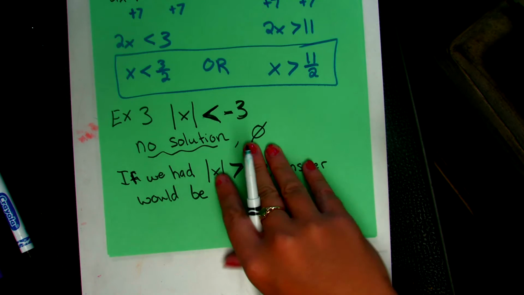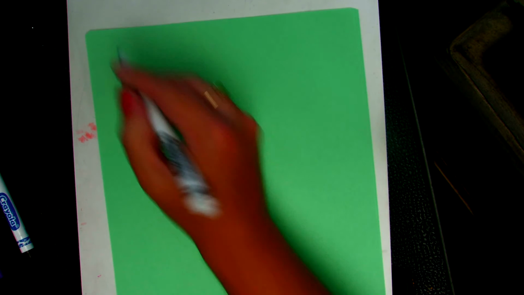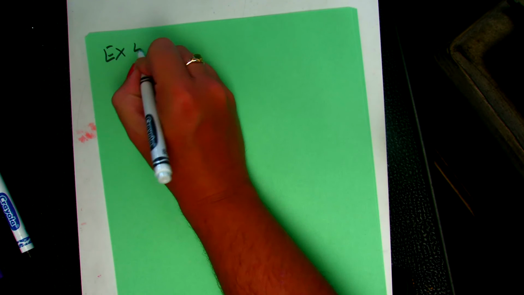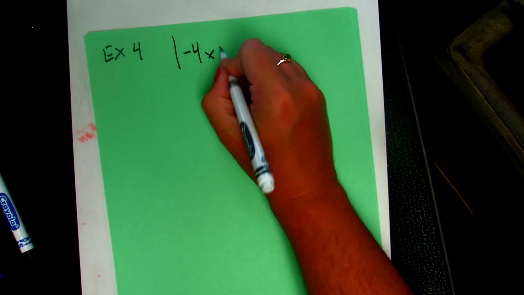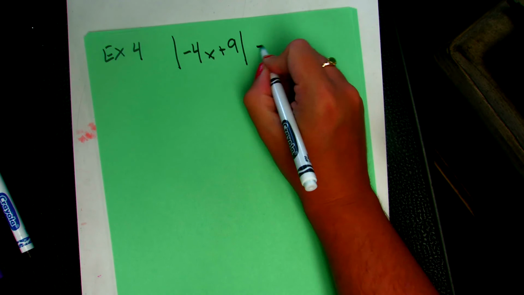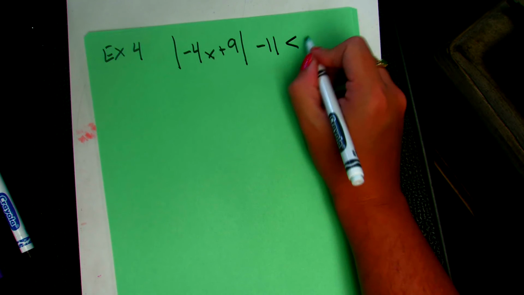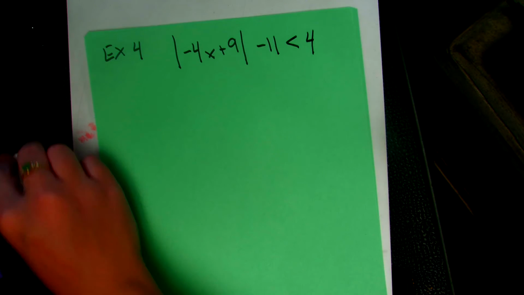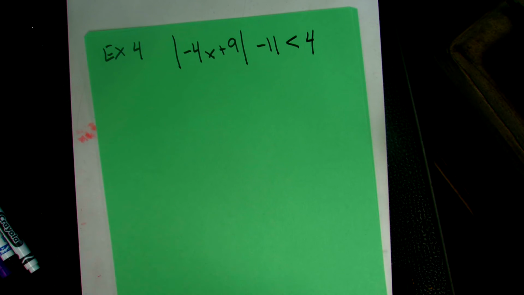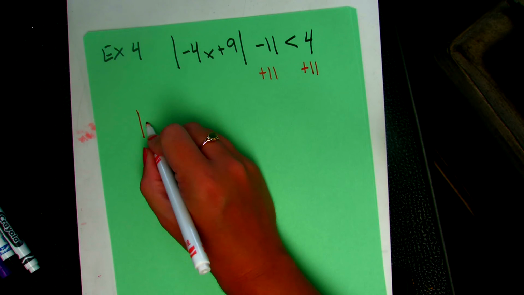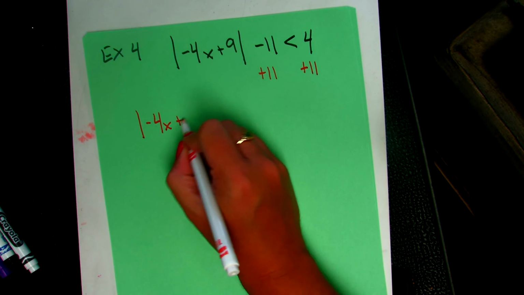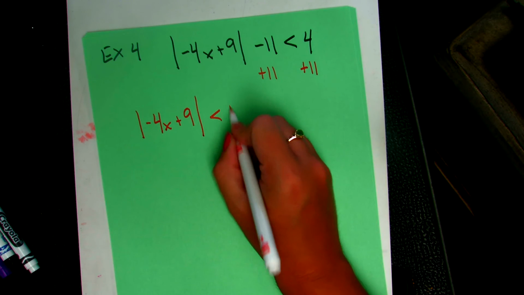All right, let's just do a couple more examples to finish up. I'll do example 4, which says solve the absolute value of negative 4x plus 9, minus 11, is less than 4. This is just like when we're solving absolute value equations. We have to isolate first. So we're going to add 11 to both sides. Now I have the absolute value of negative 4x plus 9 is less than 15.